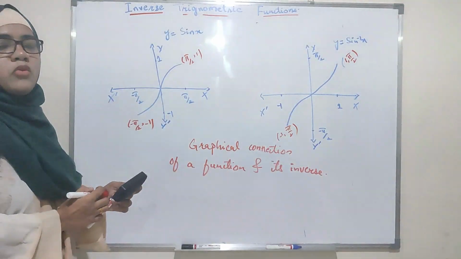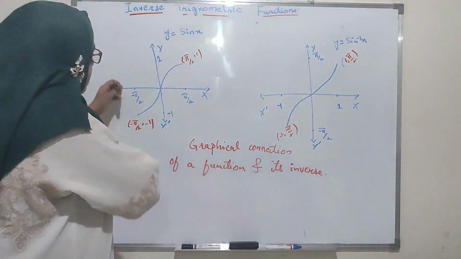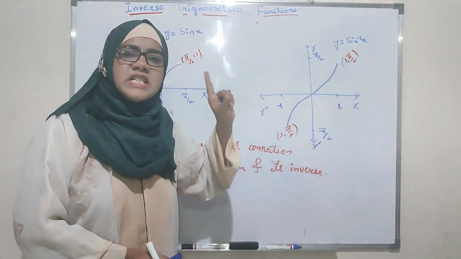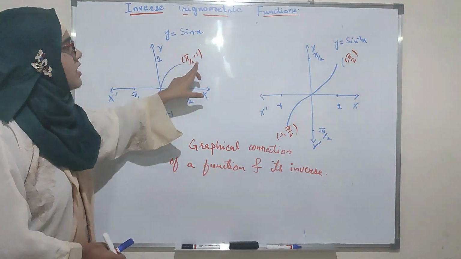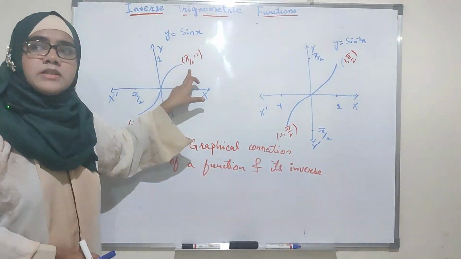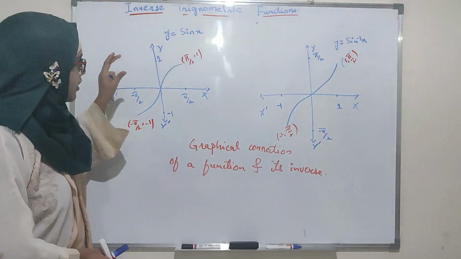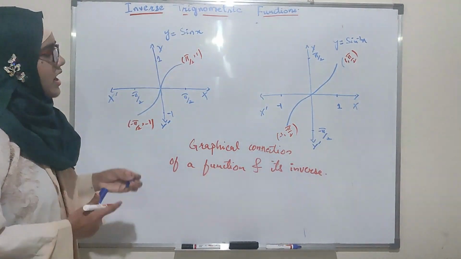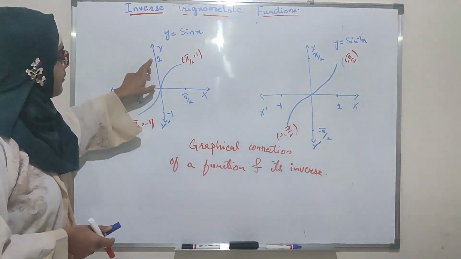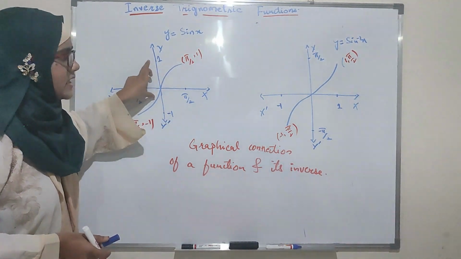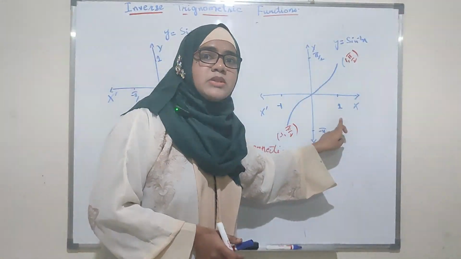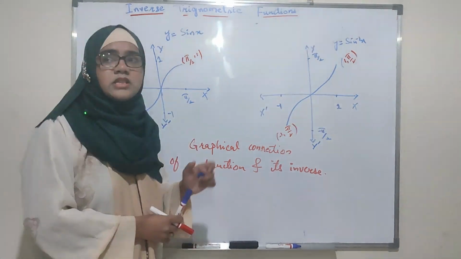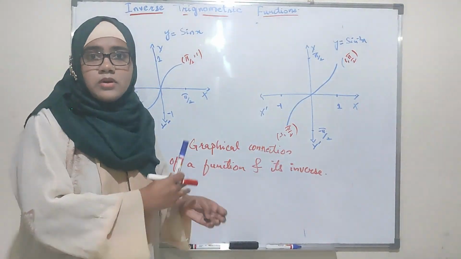Note that we are taking this graph according to the principal value only. For sine x, the range is minus 1 to 1 and the domain is minus pi by 2 to pi by 2. According to the principal value we are drawing these two graphs. So what happened here? The points 1 and minus 1 on the y-axis become plus 1 and minus 1 on the x-axis. The points are interchanging, and if the points are interchanging, the graph will also change.